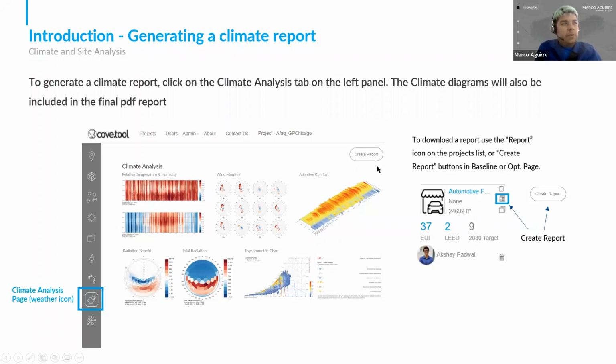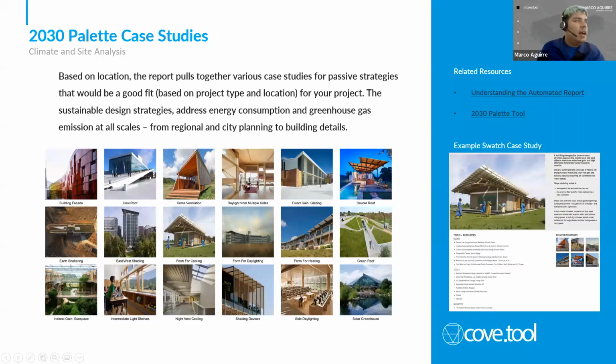Wherever you generate a PDF report, it's going to automatically package the climate analysis with all of the other pieces of a report that we generate. The first part of the report that has climate information is going to be the section known as the 2030 palette. If you haven't used or know anything about the 2030 palette, it's a great resource for understanding case studies or other projects in similar climate zones or similar conditions as your own building, what kind of strategies they've been able to incorporate in order to make a more efficient design.